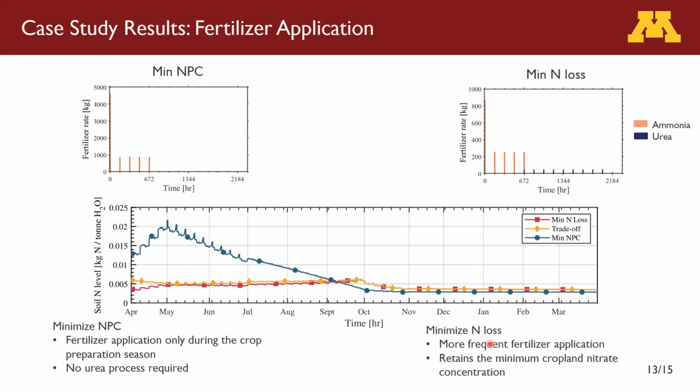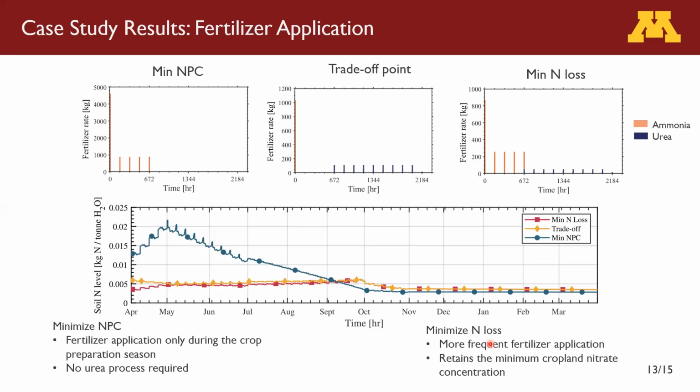To get a significant reduction in N loss with a small increase in net present cost, the schedule for the trade-off point recommends 1 ammonia fertilizer application in the preparation season, with a small amount of fertilizer frequently applied during the crop growing season. This schedule will be the one recommended for practice since it balances between the cost and the environmental impacts.